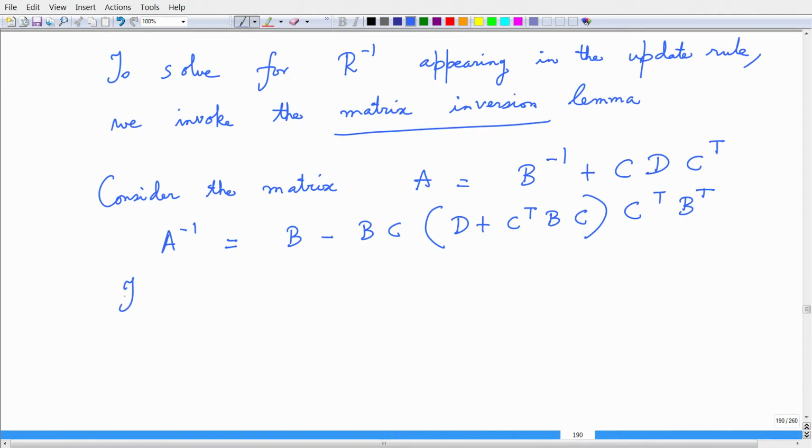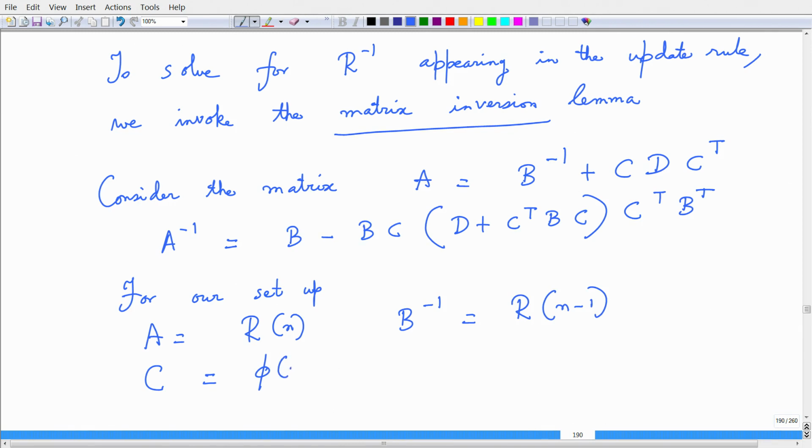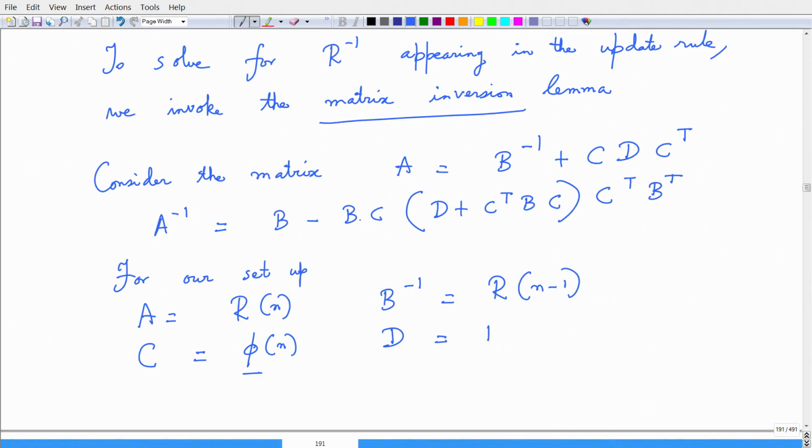So, for our setup, A is this matrix capital R of n, B inverse is this R of n minus 1, C is this vector which is phi of n, and D happens to be 1. We missed an inverse sign here on this slide, so we need to put that so that this is correct.